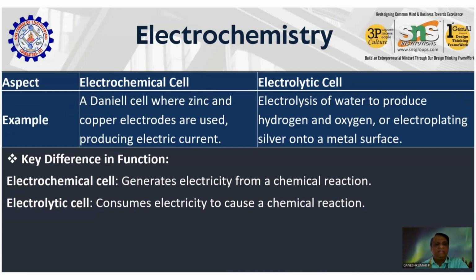Another example, the best example, is a Daniel cell in which zinc acts as an anode and copper acts as a cathode. They are both electrodes used to produce electrical energy. But in electrolytic cell, the electrolysis of water to produce hydrogen and oxygen and electroplating of silver onto a metal are examples of electrolytic cell. The key difference is in the function. The core of this entire difference is that electrochemical cells generate electricity from chemical reaction. Electrolytic cells consume electrical energy to cause a chemical reaction.